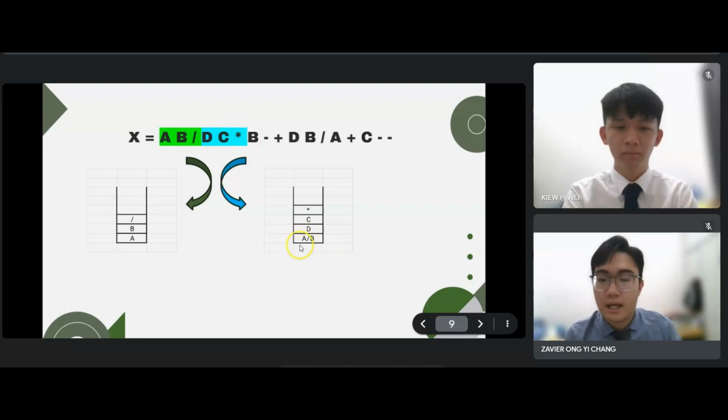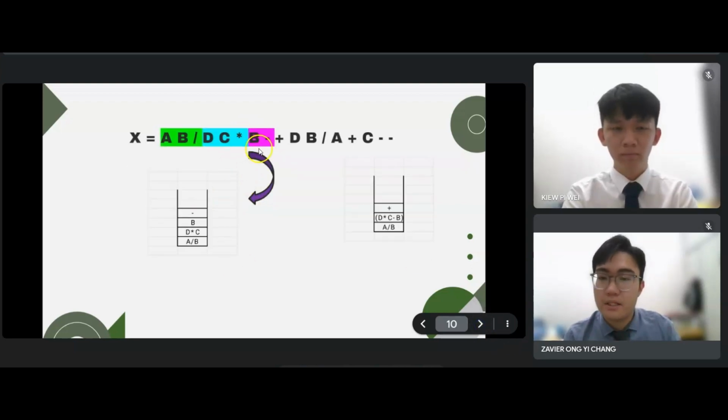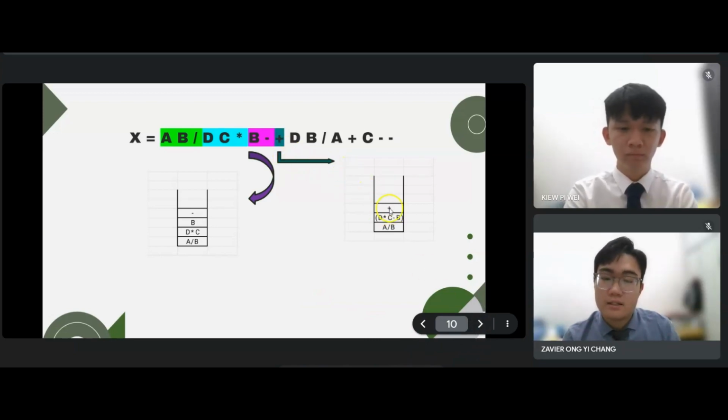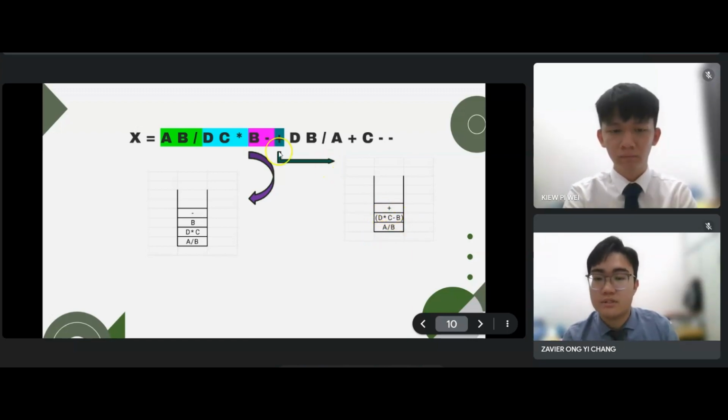So here we have A divided by B and we add in D, C, and multiply. The next step, we need to include the B minus. The remaining is A divided by B and D times C. So we just add in the B and minus inside the stack diagram. The next step is add, so we need to add the add inside here. Now we remain with A divided by B, and D times C minus B. So right now we just add in the add here.